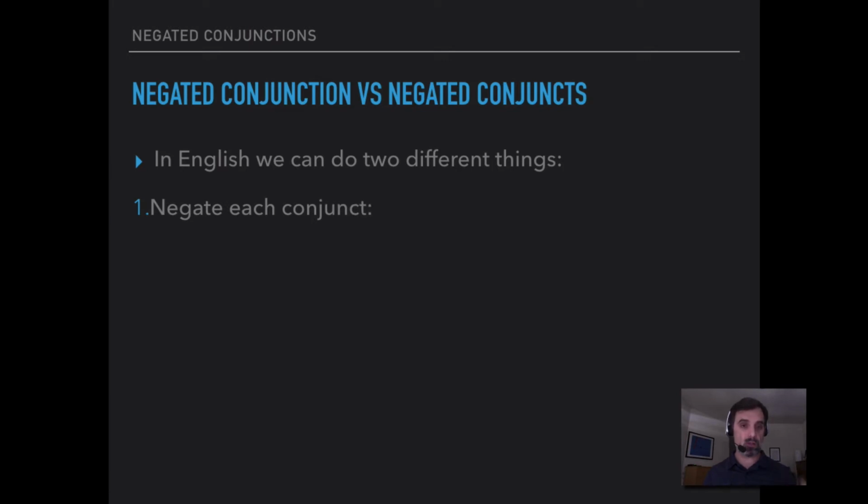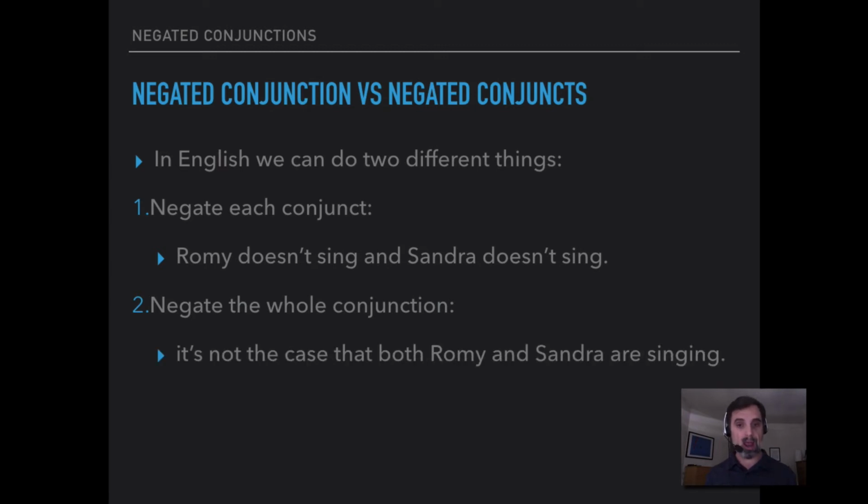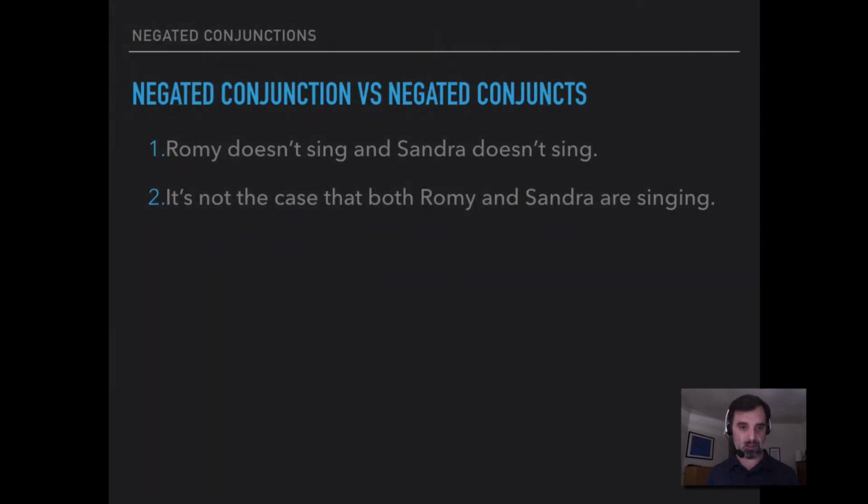We can do two things. We can negate each conjunct. We start with a conjunction, we can stick a negation on each of the conjuncts, and we get Romy doesn't sing and Sandra doesn't sing. So we take Romy sings and deny that, and then we take Sandra sings and we negate that. Or instead, we could apply the negation not to the individual conjuncts, but to the whole conjunction, and then we'd say, it's not the case that both Romy and Sandra are singing. And these say different things.